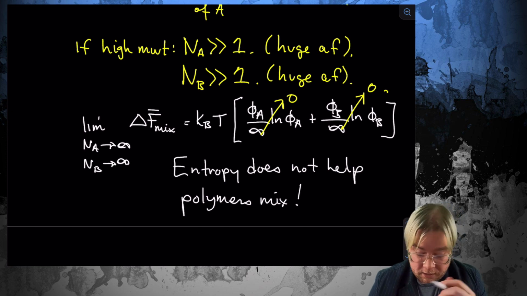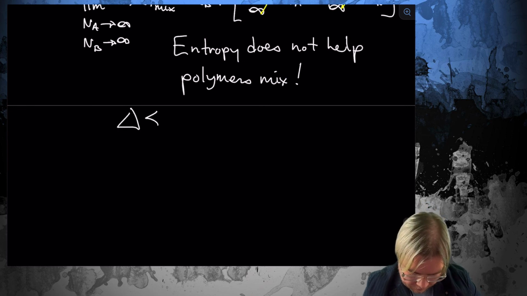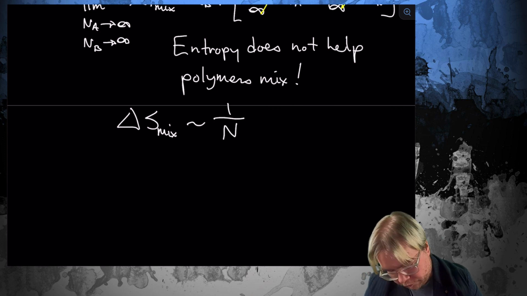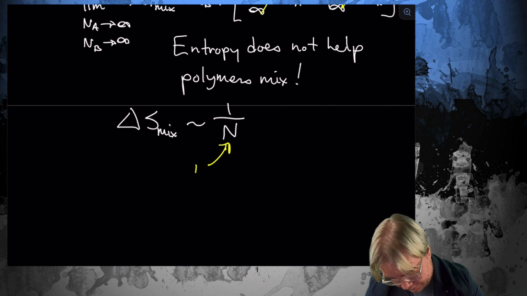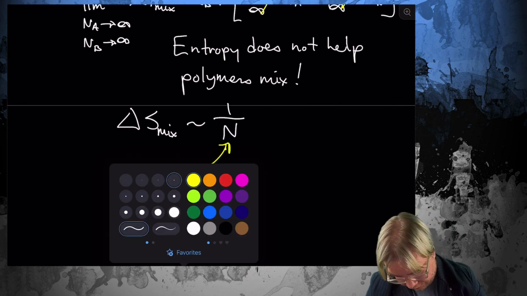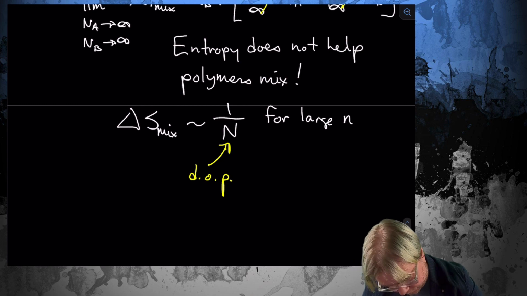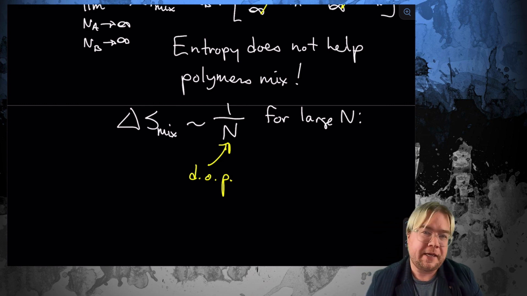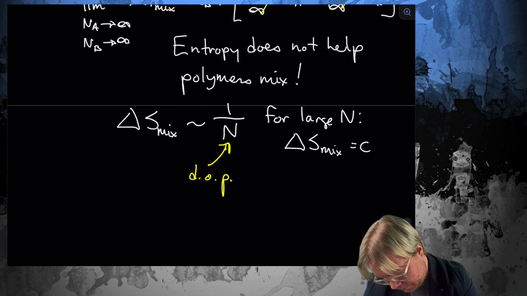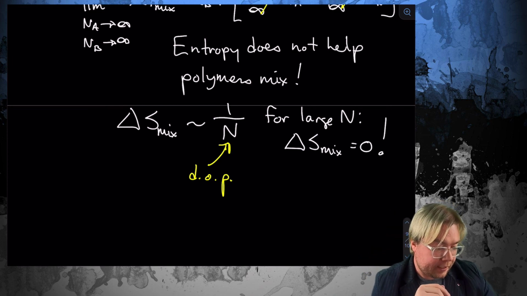It's negligible. So another way of saying this is that the entropy of mixing for polymers scales as 1 over n, where again, this is the degree of polymerization of my chain. So you can see that for very large n, for large capital N, the entropy of mixing is essentially 0. So that's problematic because it was entropy that's causing these things to mix together.